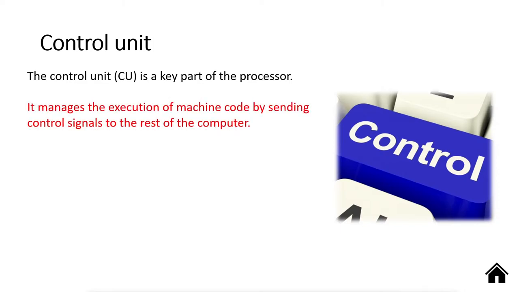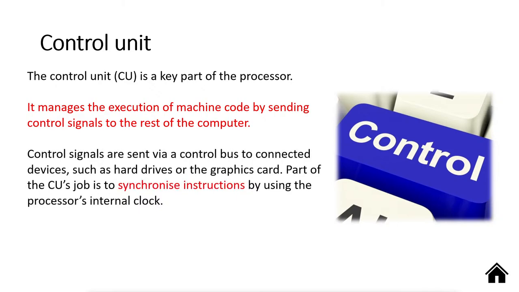Our control unit, or the CU, is a key part of the processor. It plays a really important role because it manages the execution of machine code by sending control signals out to the rest of the computer. The control signals are sent out on the control bus, which is literally in charge of sending control signals to input and output devices or across to different hardware on your motherboard. So like I said, control signals are sent via the control bus to connected devices.